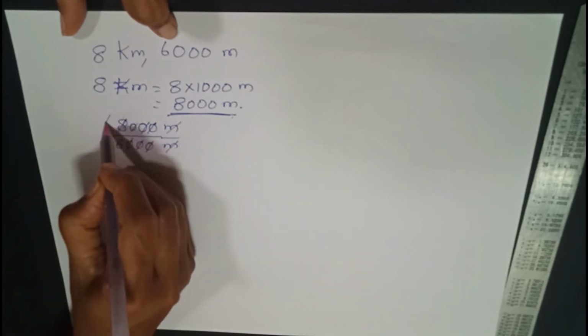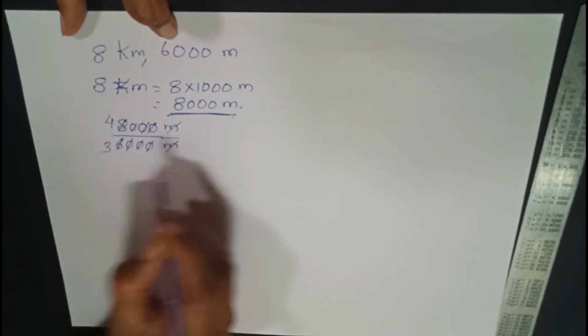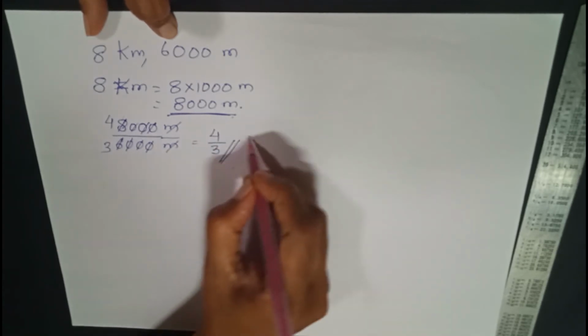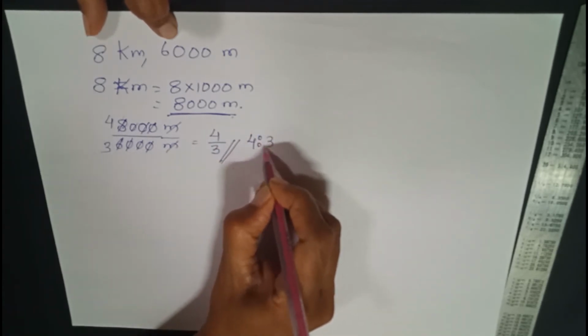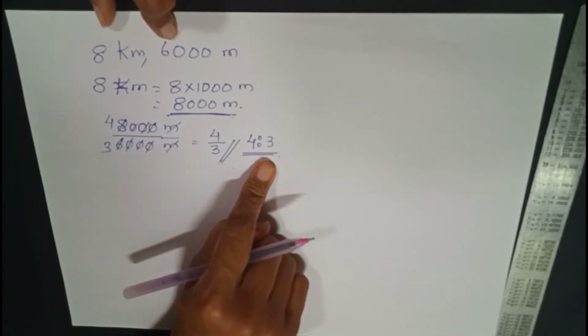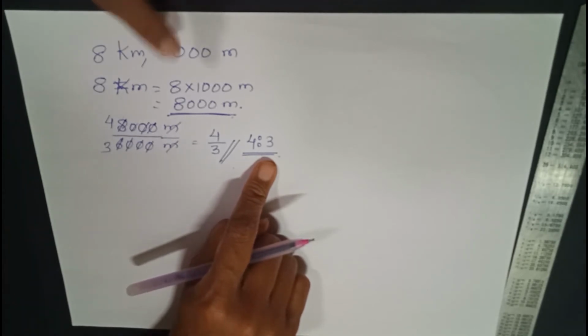Now with the table of 2, 2 4s are 8, 2 3s are 6. So the ratio that I get is 4 upon 3 or 4:3. So this is the ratio. We will not write any units for the ratio because ratio has no units, right?